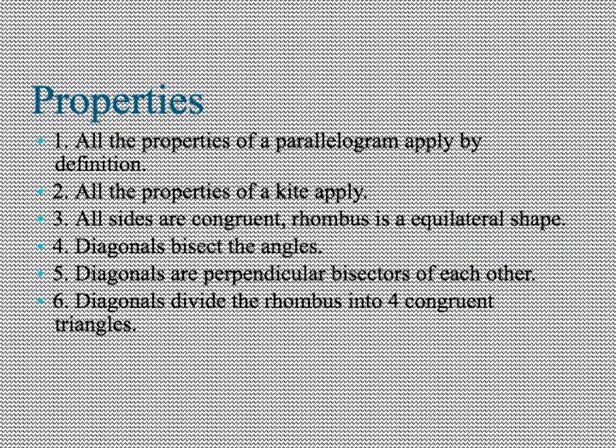All the properties of a parallelogram apply by definition. All the properties of a kite apply. All sides are congruent. Rhombus is an equilateral shape. The diagonals bisect the angles. Diagonals are perpendicular bisectors of each other. Diagonals divide the rhombus into four congruent triangles.